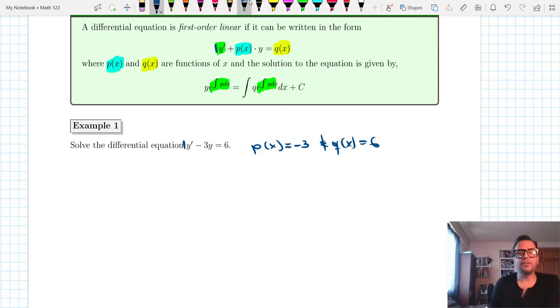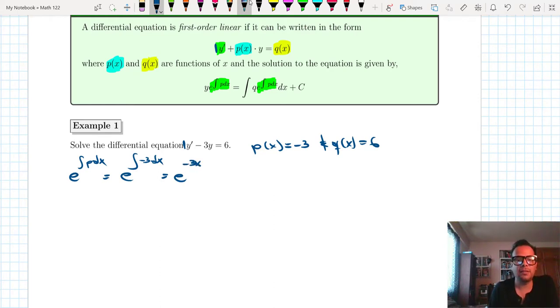Okay, so let's evaluate the quantity in green, the e to the integral of p dx. This is e to the integral of -3 dx. Focus only on the integral in the exponent, that is e to the -3x. We don't put the plus c here.